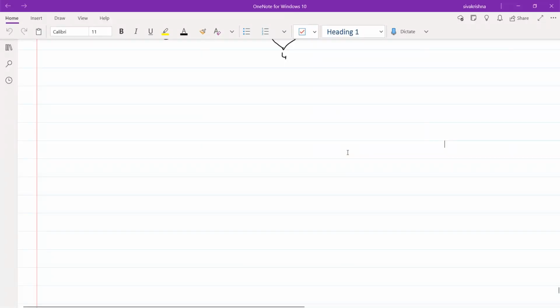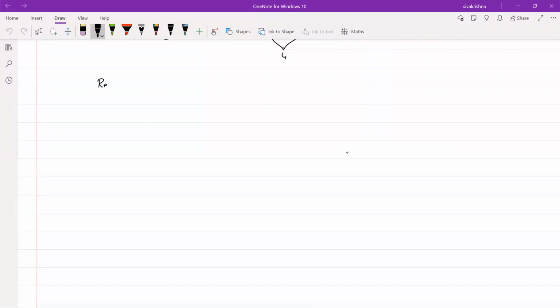Hello students, today I am going to discuss the topic adjacency matrix representation of a directed graph. In our previous class, we discussed the adjacency matrix representation of an undirected graph. So today we are going to discuss the adjacency matrix representation of a directed graph. Okay, so that I am writing representation of directed graph.